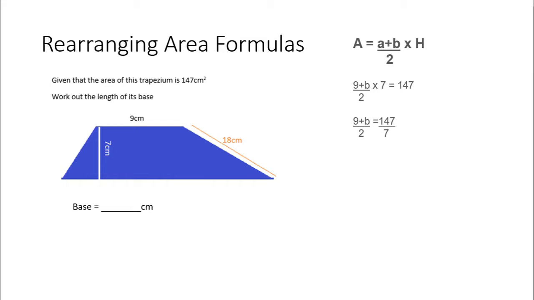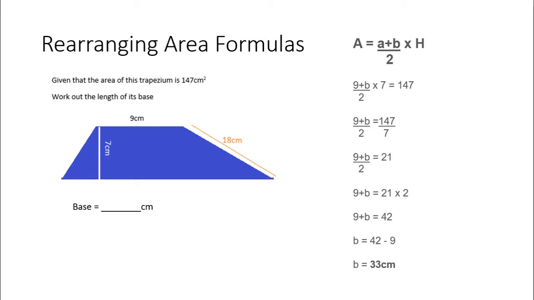Now I want to get the b on its own. Remember, it's being added to 9 and divided by 2. So my next step will be to take the 2 across, and opposite of divide is multiply. Now I want the b on its own. The only thing I need to get rid of is the 9. The 9 is adding to the b. So I'll take that to the other side and I'll subtract. So b must be 33 centimeters.